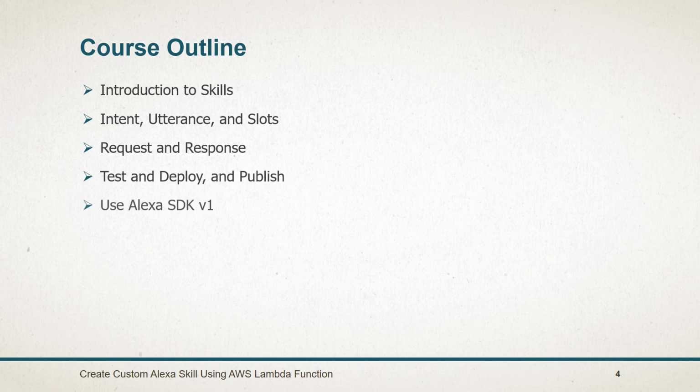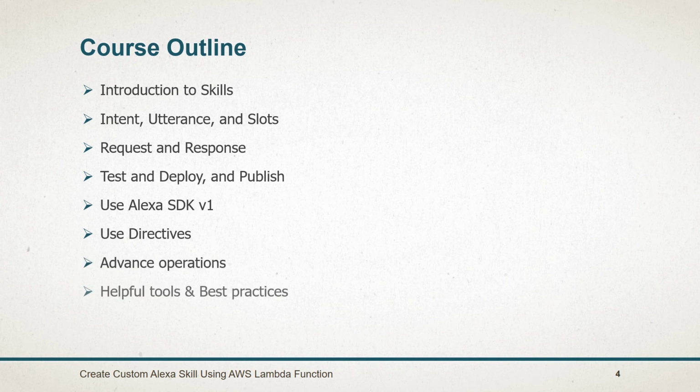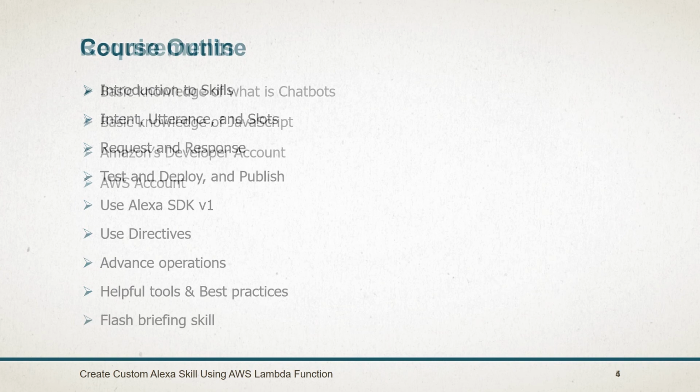Use Alexa SDK version 1 for generating a response. Use directives for generating a more rich response with audio, video, hint, elicit and confirm directives. Perform some advanced operations such as account linking, working with DynamoDB, state management. Along with those, you will learn how to use Skillinator, CloudWatch. We will also create flash briefing skill and see Alexa blueprints.